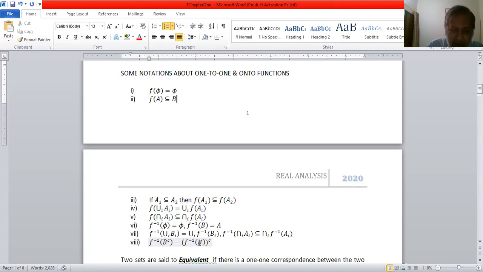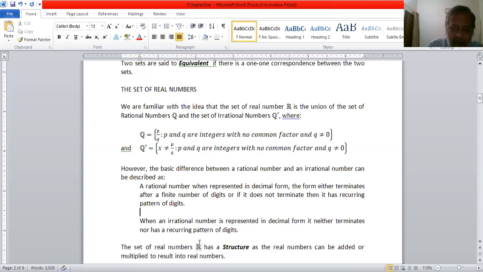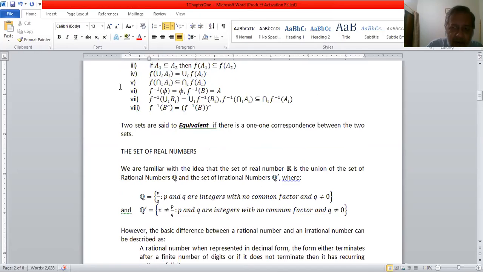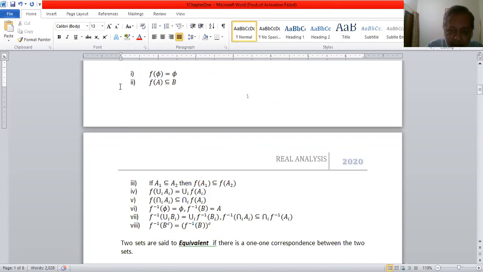Sometime, somewhere, if we use these notations, we'll consider further detail. Two sets, remember, are equivalent if they have a one-to-one correspondence between them.